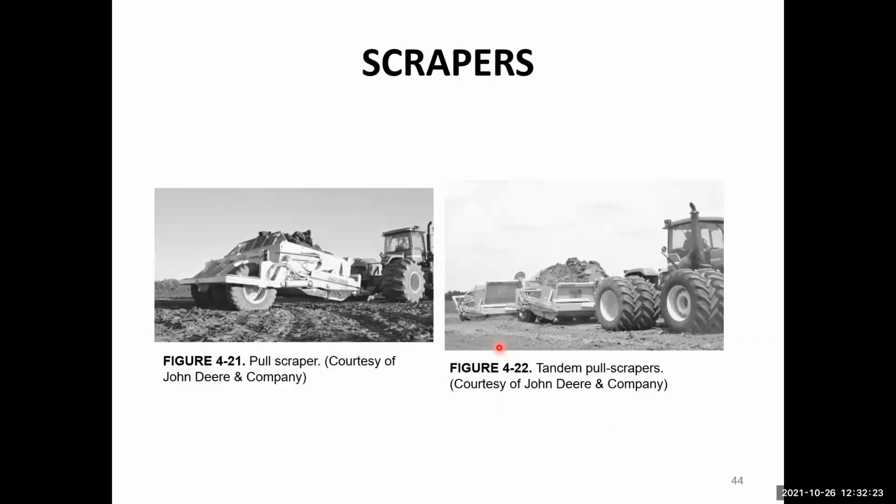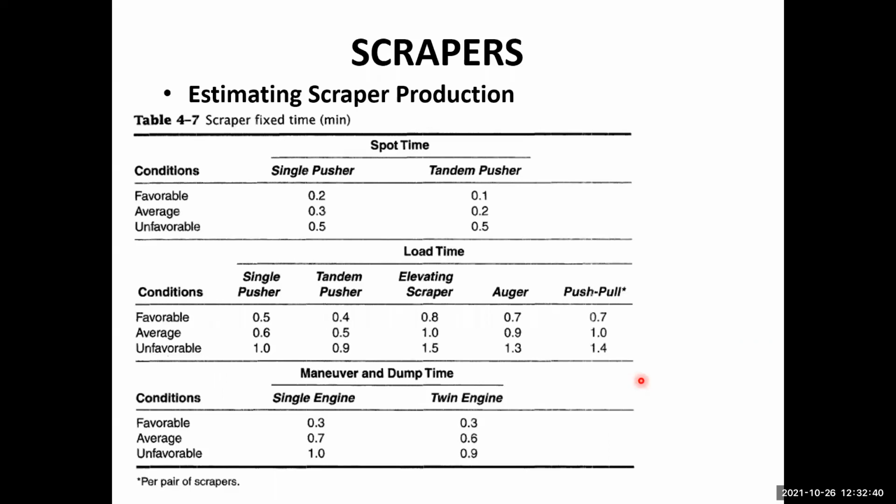So these are some of the working arrangements for these scrapers on the site. There are also the pull scrapers, tandem pull scrapers as well. Scraper production can also be estimated with the help of a number of tables. For example, table 4-7 can be used for the fixed time estimation of the scrapers.